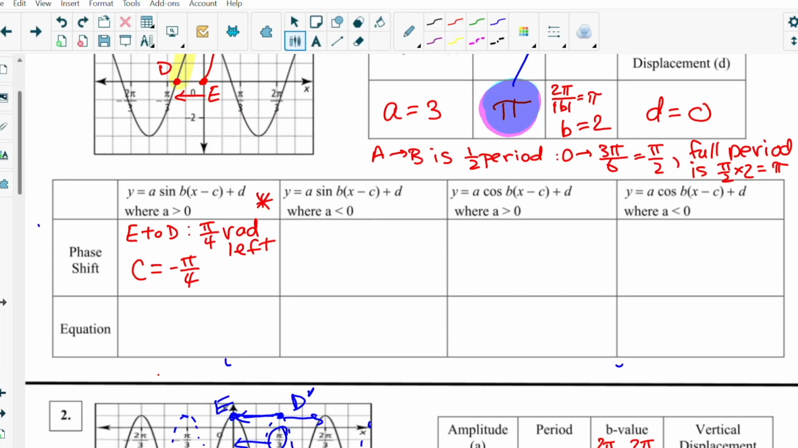And so what does that do for us here? Y equals 3 sine of 2 times x minus pi over 4, minus negative pi over 4, or plus pi over 4. Okay, and then the d value is 0, so there is no d value.